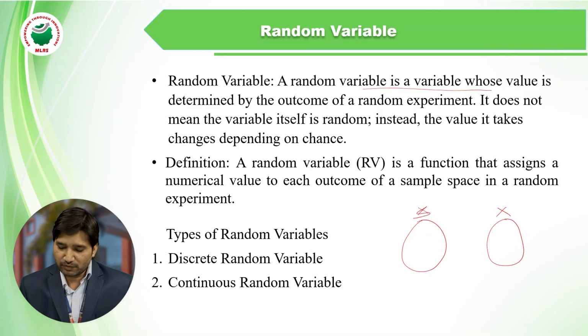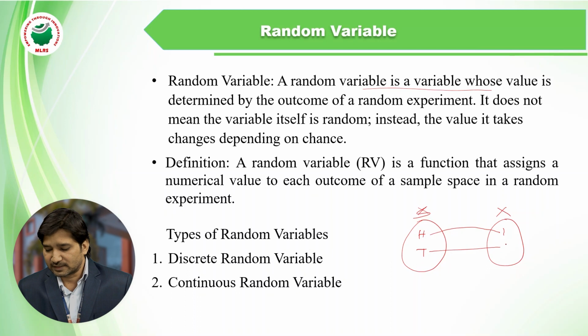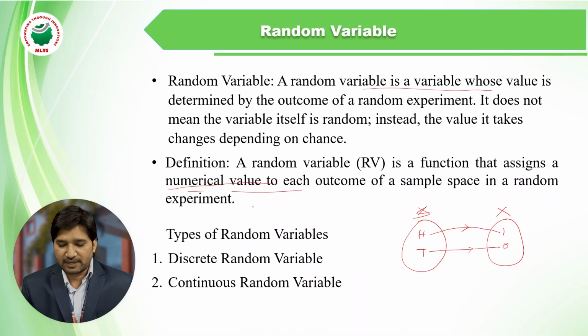So if you toss a coin, we will get head and tail. We can assign these two a numerical value. For example, head is assigned 1 and tail is assigned 0. This is a random variable. A random variable is a function that assigns a numerical value to each outcome of a sample space in the random experiment. In the random experiment, the outcomes are H and T, that is head and tail. So head and tail are assigned the numerical values 1 and 0. 1 means head, 0 means tail. That is a random variable.